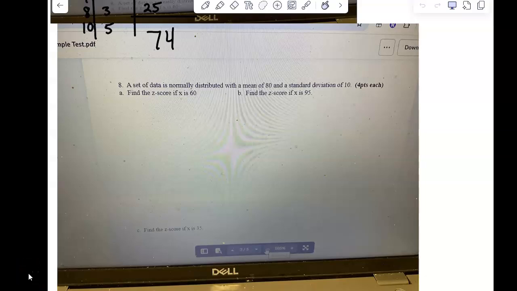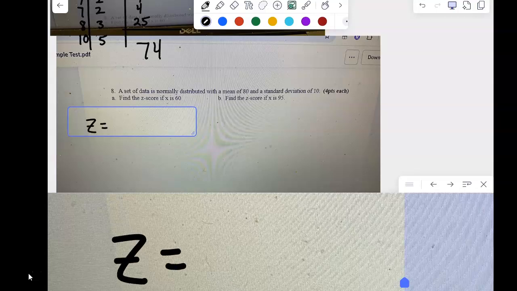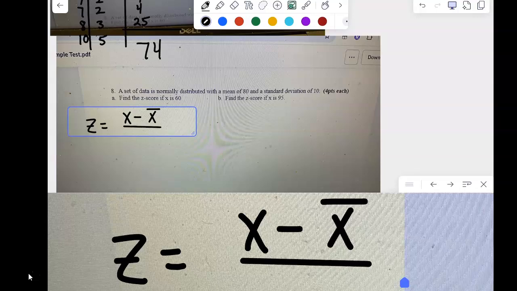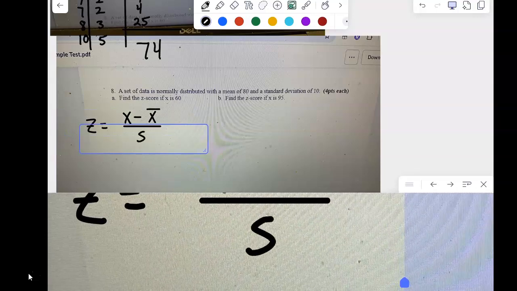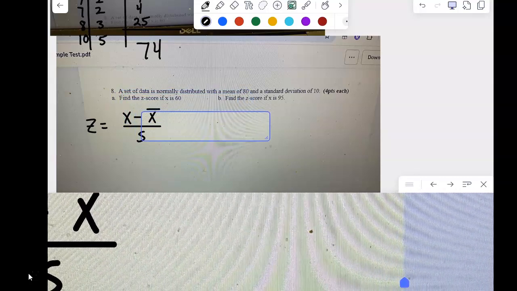Okay, so now we're asked to use our data set to compute z-scores. We're given a data value and we want to find the z-score. Remember, the process for the z-score is always to take your data value minus the mean, divided by your standard deviation. We want to find the z-score for 60.